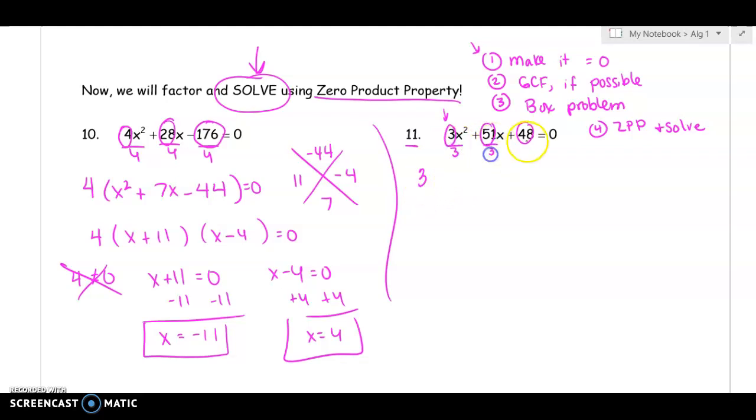Divide each of these by 3. You can use your calculator. This is going to become x squared. 51x divided by 3 is 17x. 48 divided by 3 is 16.